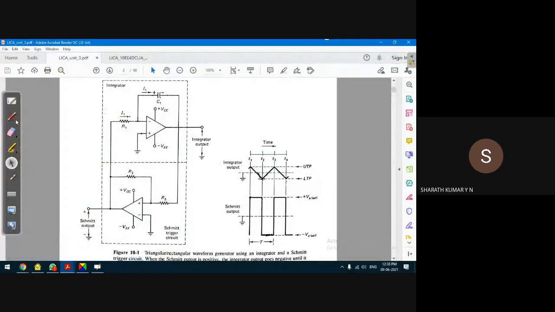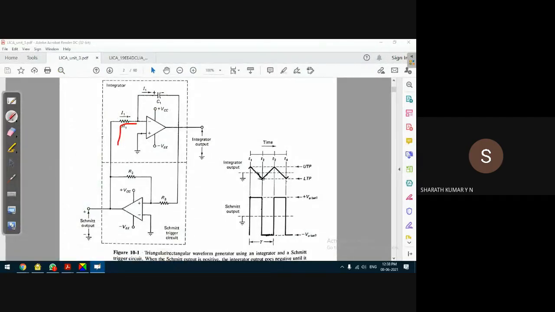The current will flow in the feedback network because of the virtual ground. That means the current flowing into the inverting input terminal is very small, negligible. Hence we can consider that the maximum input current is flowing through the feedback network. In the feedback, we have a capacitor.